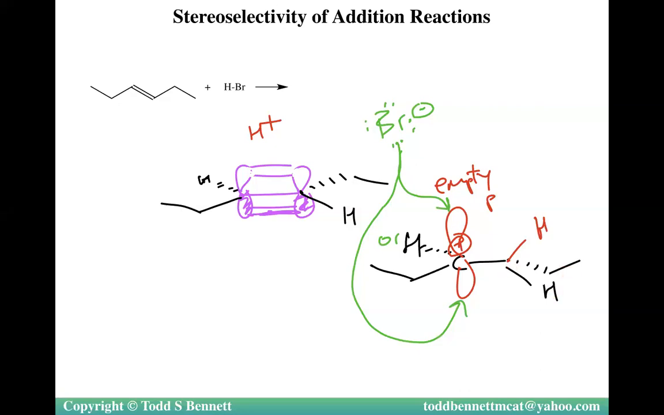So I can have three different things attached, either in a way where it's S chirality or R chirality. So Br is going to be top priority. This is second, this is third. So if it comes in from top, it'd be clockwise in R. Comes in from bottom, it'd be counterclockwise in S. So your chirality, your stereocenter becomes key.